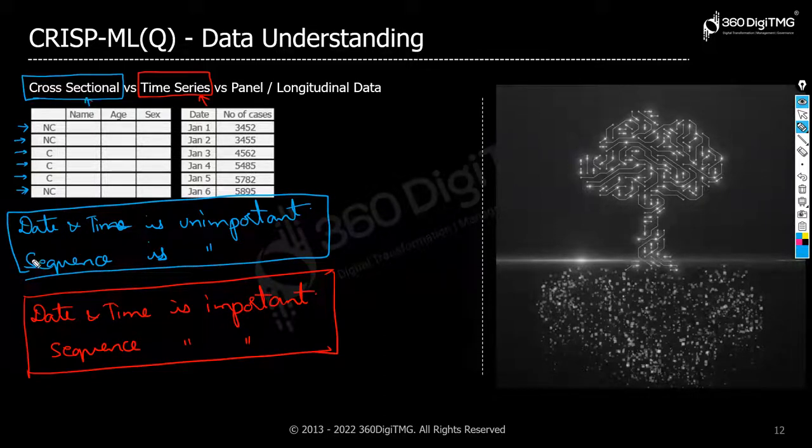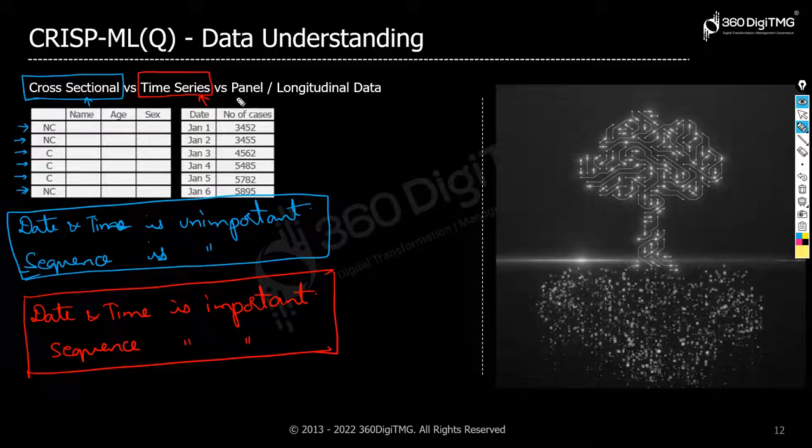And one more important observation is that when you look at cross-sectional data, usually, you'll have more variables, more features. You'll have more than one feature. But when it comes to time series dataset, you would have a single feature, number of cases, single variable. Of course, you'll have date and time. That also is a column, but then number of cases is an important feature. Alongside date and time variable, you would have only a single variable, right? When it comes to time series datasets.